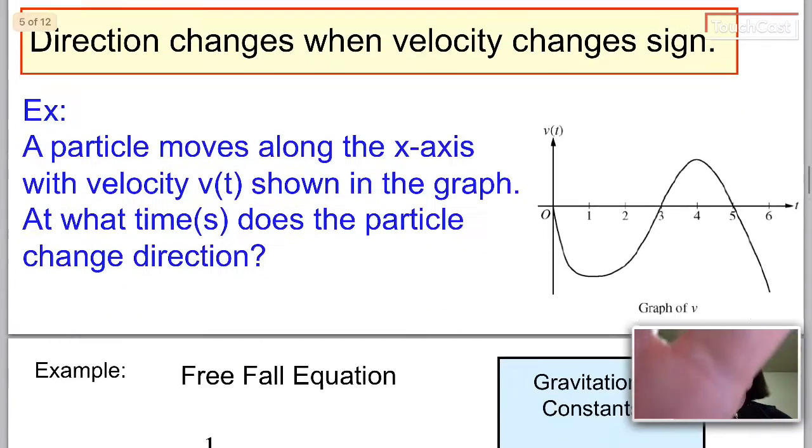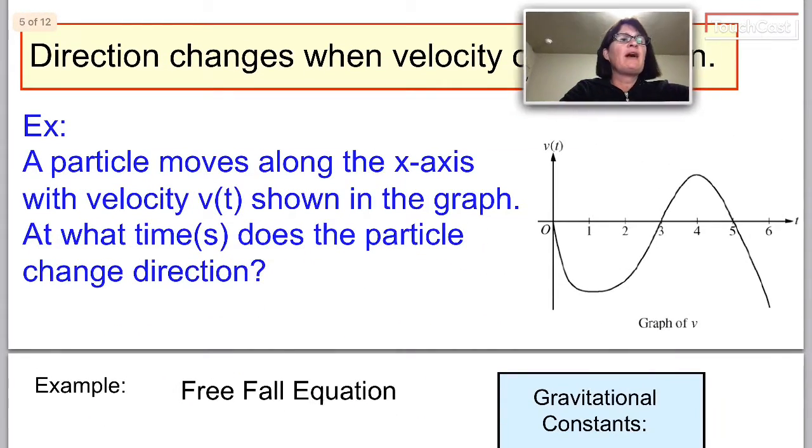So try this example. Here I have a graph of velocity, v of t. Notice we have to know this is velocity. A particle moves along the x-axis with this velocity. Velocity is a function of time, shown here in this graph. At what time does the particle change direction?